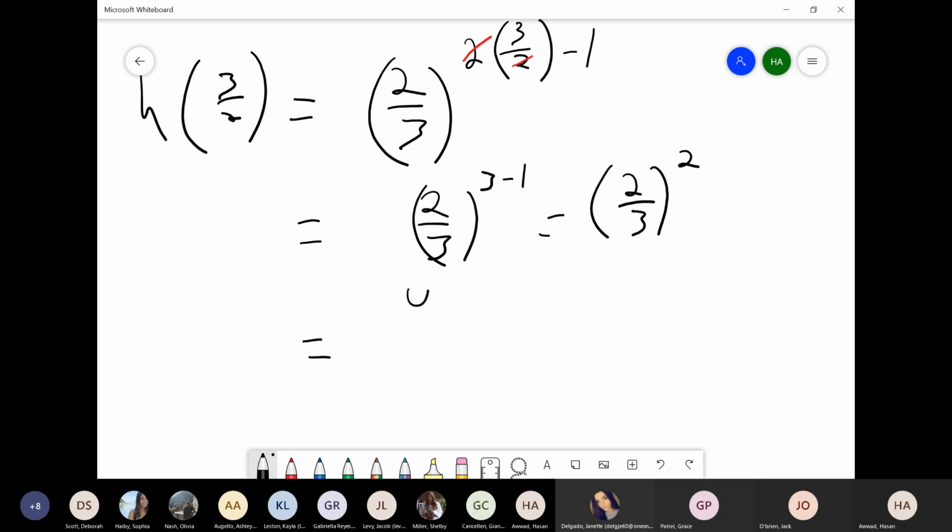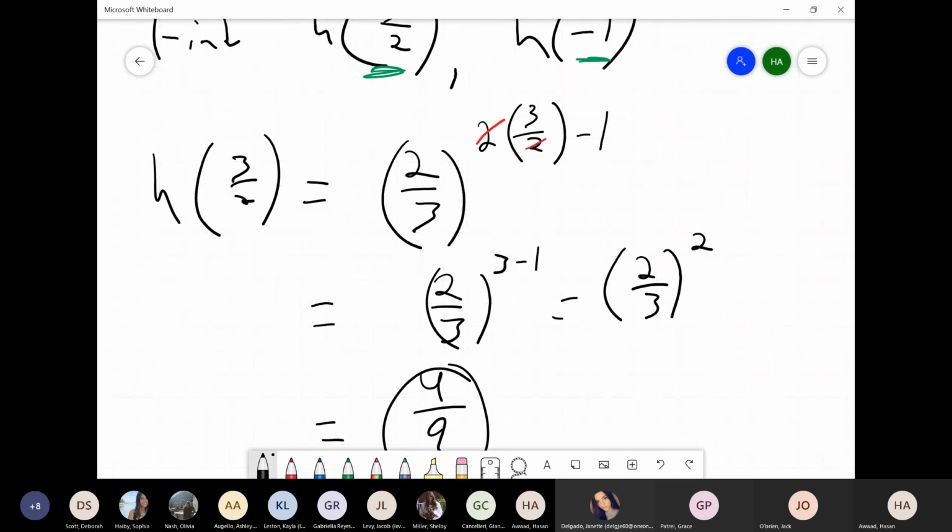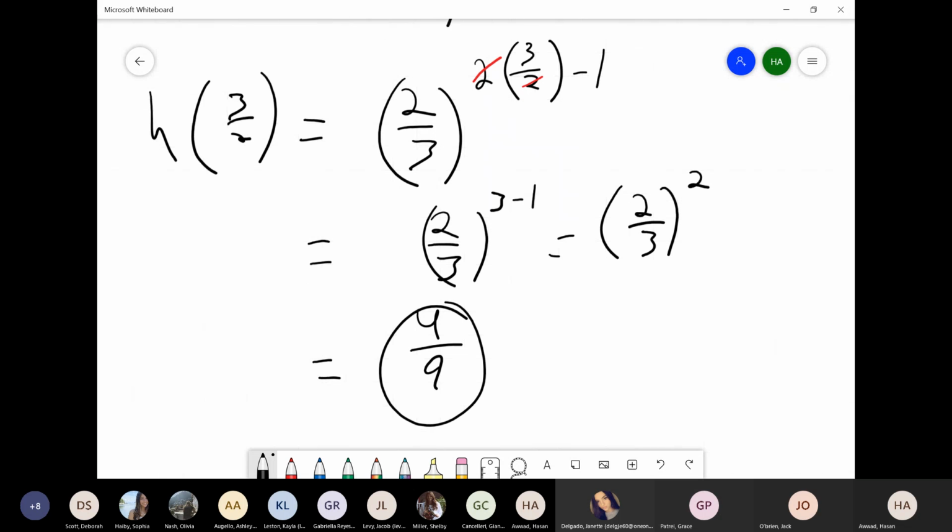And so we get 4/9. And that's our final answer for the first one. Okay, so really not that bad. All you're doing is taking your input, plugging it in wherever there's an x, and then simplifying down. 2 times 3 halves gives you 3, and then 3 minus 1 gives you 2, and then you just have 2/3 squared, and when you apply it to the top and bottom, you get 4/9.